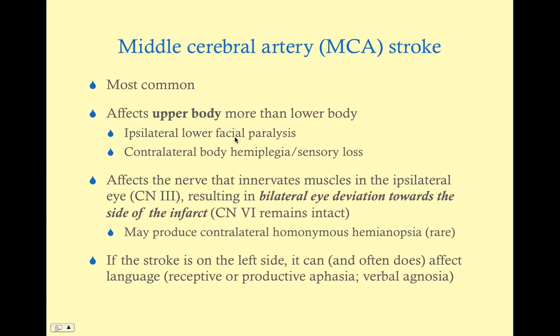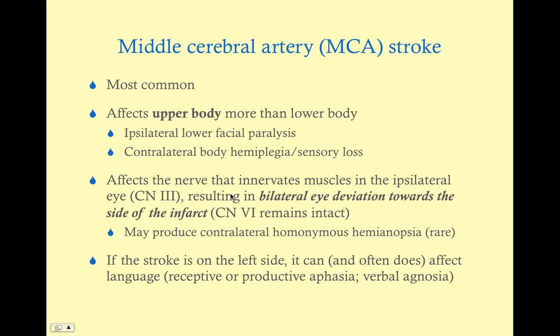The middle cerebral artery also affects the nerve that innervates the muscles in the ipsilateral eye, and so this results in a bilateral eye deviation towards the side of the infarct. Why towards the side of the infarct? Well, this is kind of more of a complicated reason, and we'll see when we look at some of the different kinds of posterior cerebral artery strokes. But there are 6 muscles in the eye, 4 that are really important, and 3 of them are innervated by this third cranial nerve, the oculomotor nerve. The other one is innervated by a nerve called the abducens nerve.